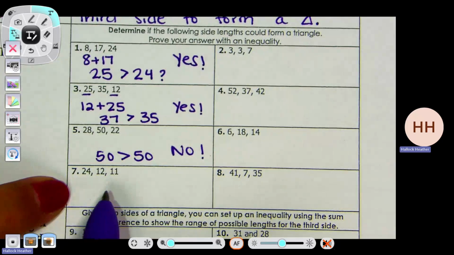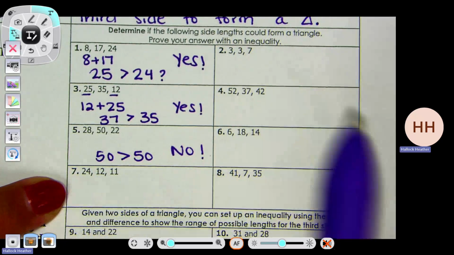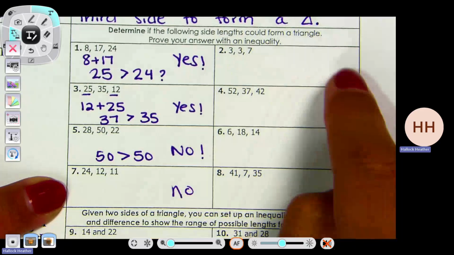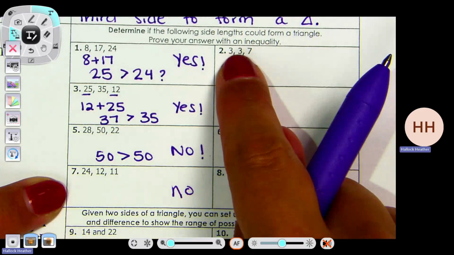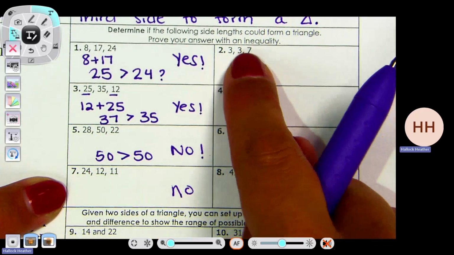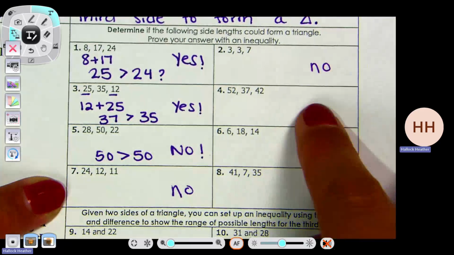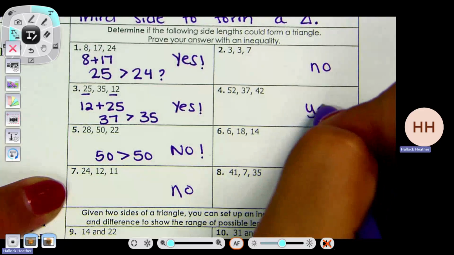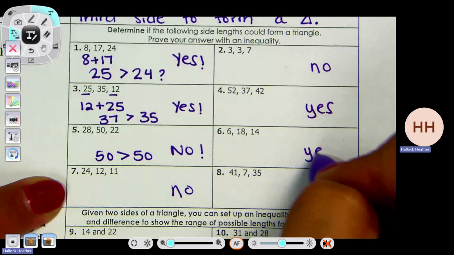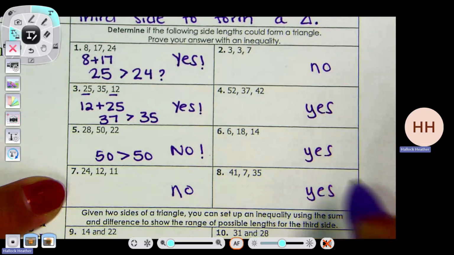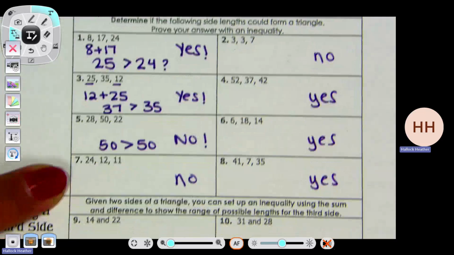Okay, 7. If you add the two smallest sides together, what do you get? Well, I don't even know if you wrote it down. Is this a yes or a no? This is a no. Okay, good. For 2, if you take the two small sides, that's 6. The largest side is 7, so 6, 7. Is that larger? No, it's not. Okay, what about 4? Yes. What about the next one? Yes. Yes. Next. Yes. So, that was easy. Great. Let's move on.